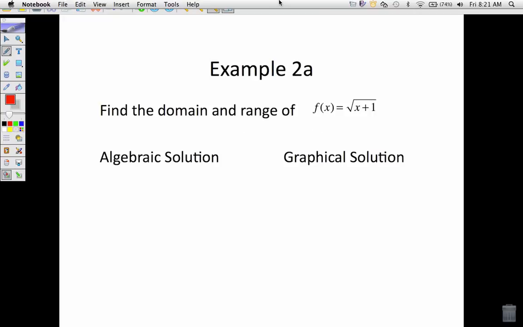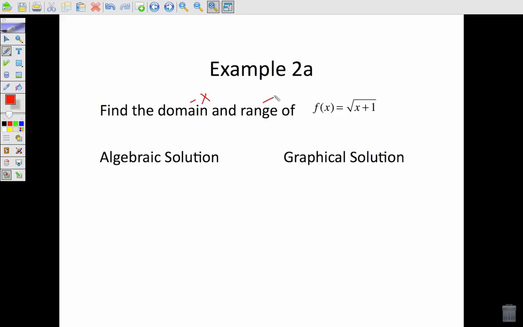Finding domain. So find the domain and range. Range now would be, so your domain is the x, and the range is your y. First, we're going to do it algebraically.